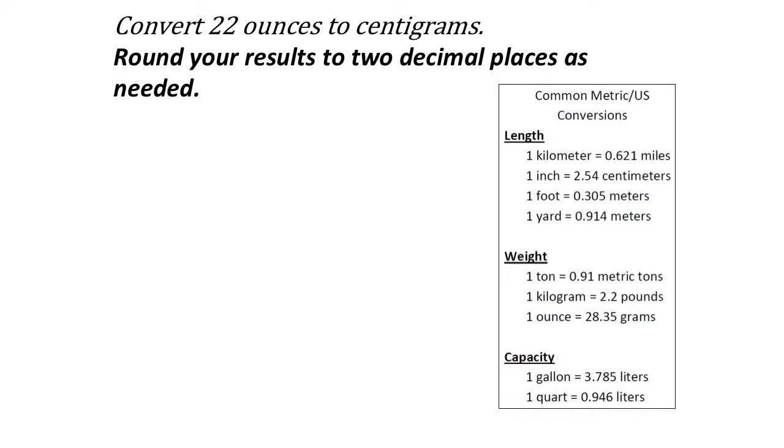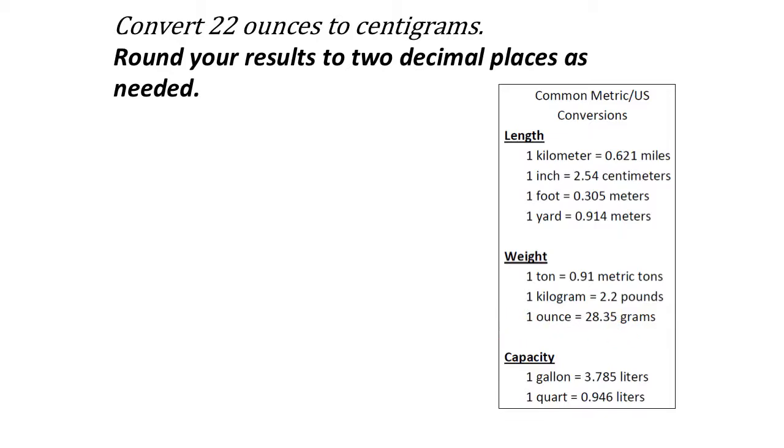All right, convert 22 ounces to centigrams. And again, we'll do the rounding if we need to. So ounces and centigrams, I assume that's weight. Yeah, it looks like it is. Grams is weight. On this conversion chart, though, I do not see a conversion factor for ounces to centigrams. What I do see is this conversion factor from ounces to grams.